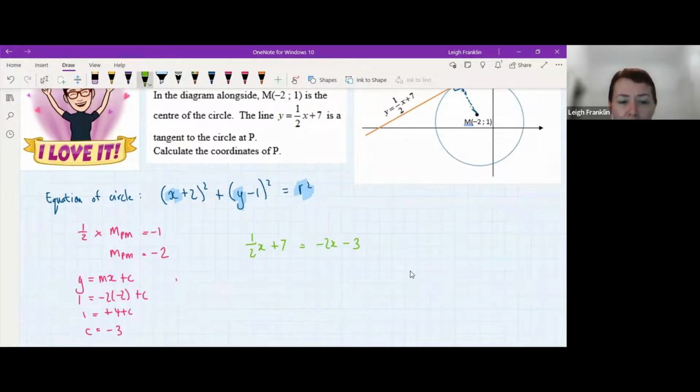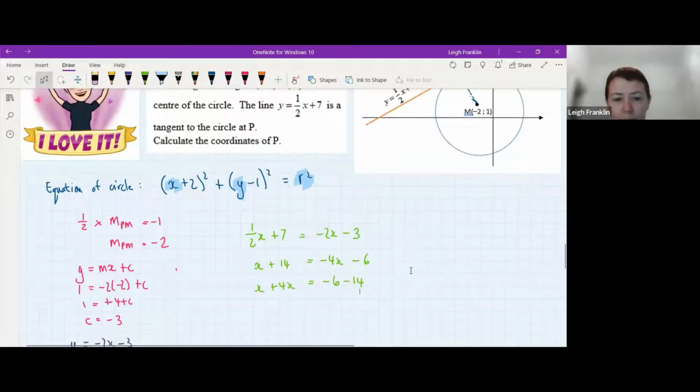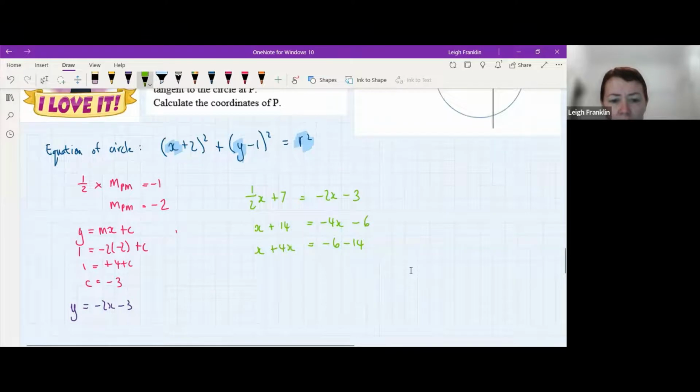I always like to get rid of fractions, so I'm going to multiply every term by 2. That's going to give us x plus 14 equals minus 4x minus 6. And then we want x plus 4x equals minus 6 minus 14. And that means that 5x is equal to negative 20, which means that x is equal to negative 4.